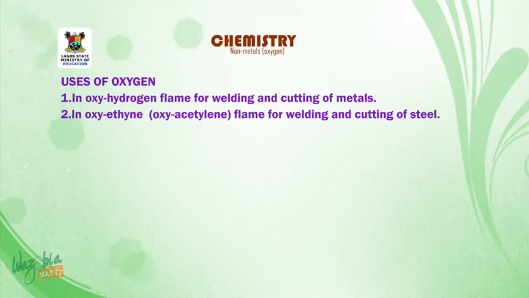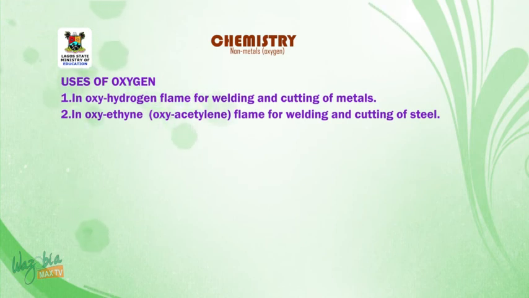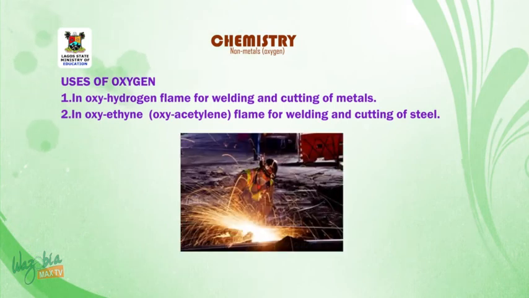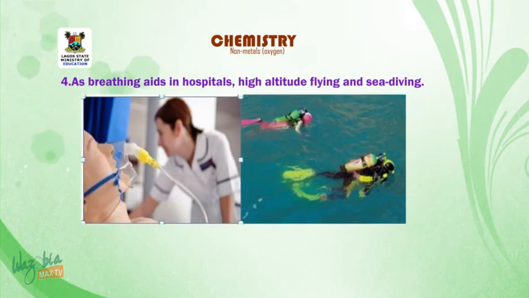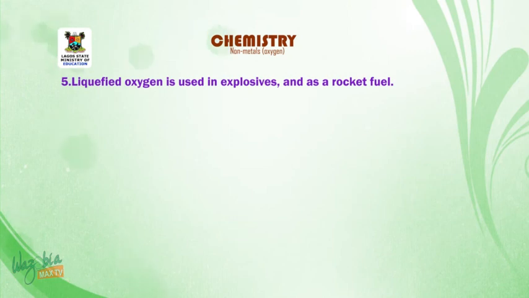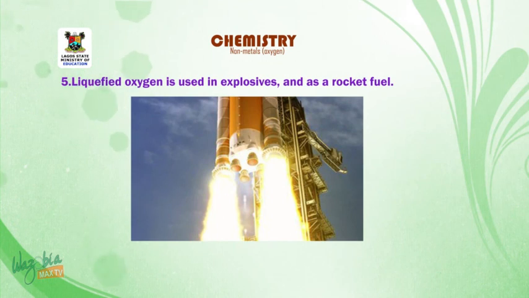Uses of oxygen. Number 1, in oxyhydrogen flame for welding and cutting of metals. Number 2, in oxyethane or oxyacetylene flame for welding and cutting of steel. Number 3, it is used in respiration by plants and animals. Number 4, it is used as breathing aids in hospitals, high altitude flying, and sea diving. Number 5, liquid oxygen is used in explosives and as a rocket fuel.